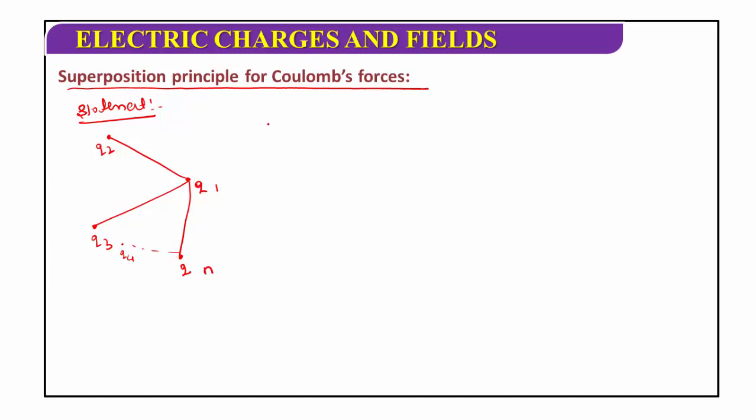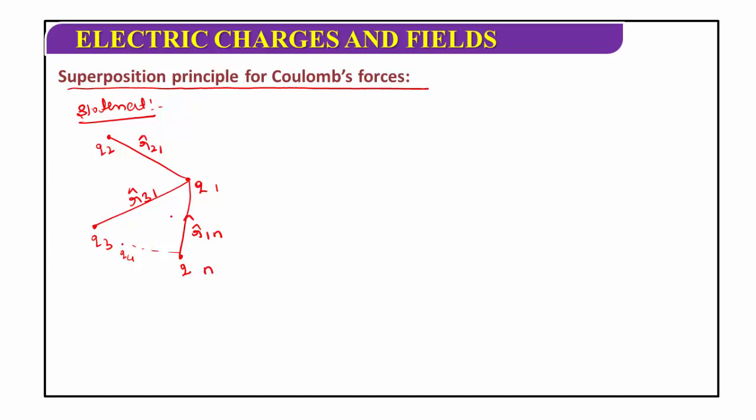When a number of charges are present, the total force on a given charge, the force acting on the charge Q1 by Q2, the force acting on Q1 by Q3, the force acting on Q1 by Qn. The distance between these 2 point charges is given by the unit vector R cap 2 to 1, and between Q3 and Q1 it is R cap 3 to 1, like that. The distance between Q1 and Qn is the unit vector R1n.